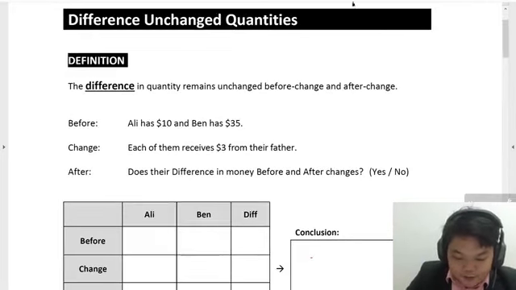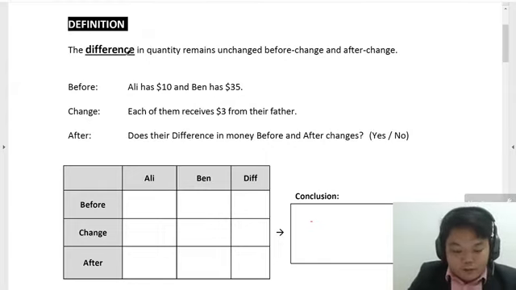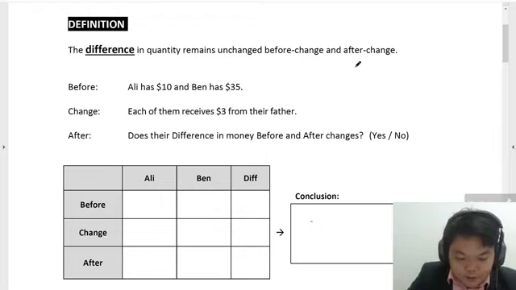Alright. So let's look at this over here. It is pretty much what its name is. The difference in quantity remains unchanged before and after.